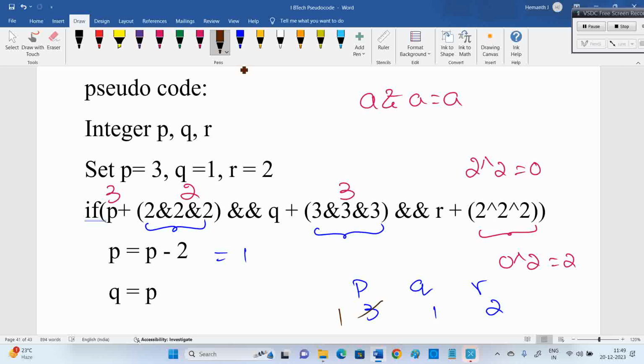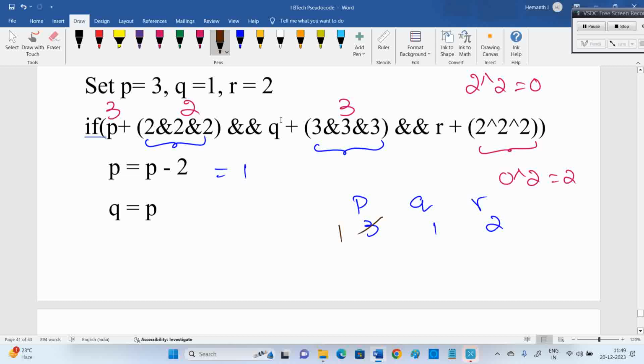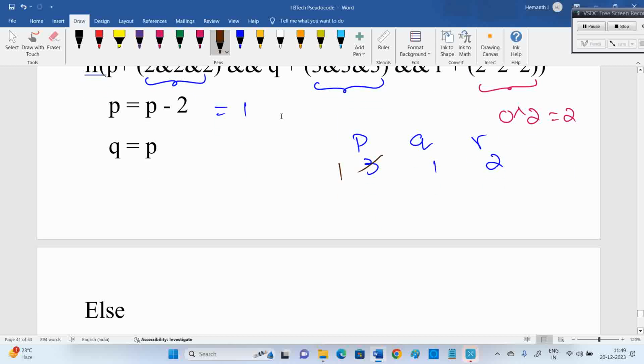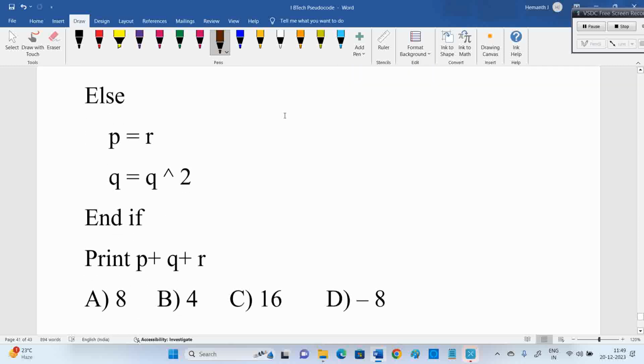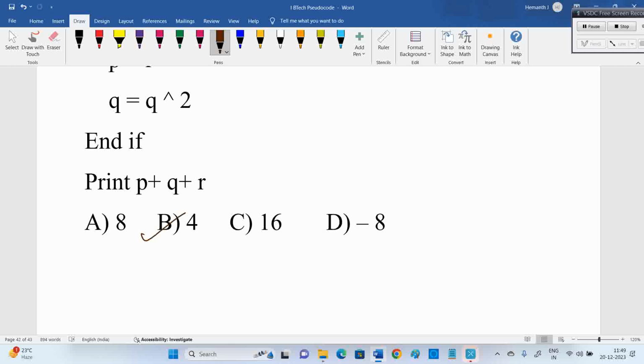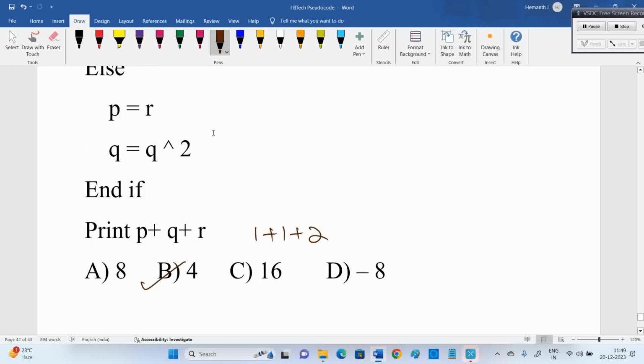Super. Q equal to P means Q is 1 only. It's previously 1, now also 1. No problem. Now, don't need to enter into else. A lot of people in the flow will go for else and all. Don't do that. Now, what is P plus Q plus R? So, option B. So, that's a big condition.